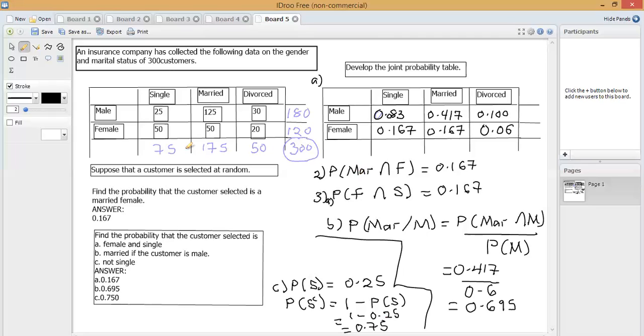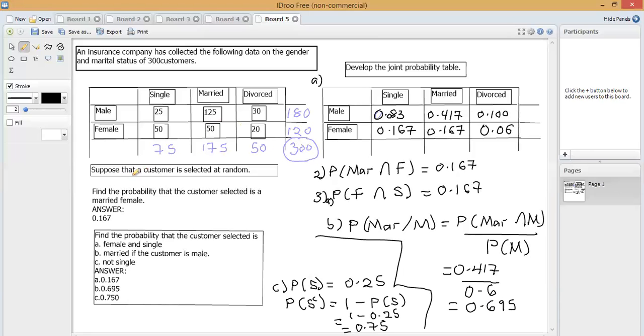So this is the whole question. We're given a table, right? 300 people, 300 customers. We have a single column, married column, and divorce column, male row and female row. Total number of males is 180. Total number of females is 120. Total number of singles is 75. Total number of married people is 175. Total number of divorced customers is 50.